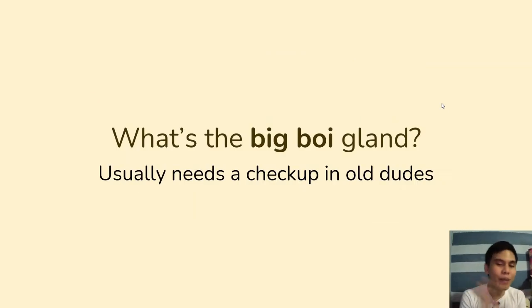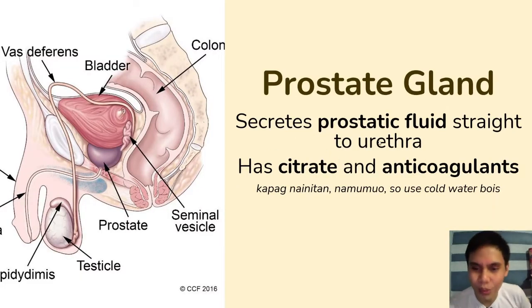Now, what is the big gland that usually is checked up in older guys? You know, the checkup where they put it through the butthole and then just feel for the big gland. This big gland is the prostate gland. So in this diagram here, we can see the prostate gland. It is much bigger than your seminal vesicle, but there's only one of it. Your seminal vesicles come in pairs. Your prostate gland is one big gland, and it secretes what we call prostatic fluid straight into the urethra.